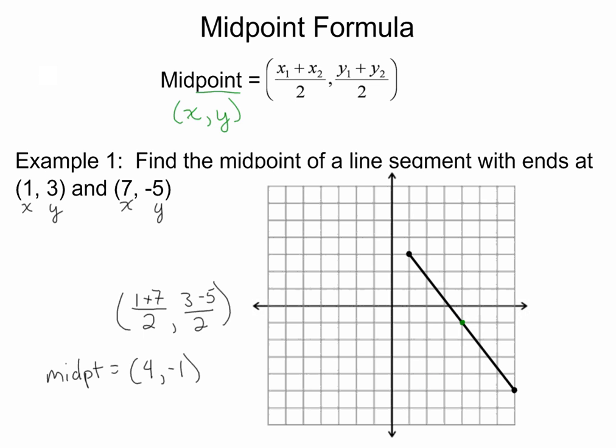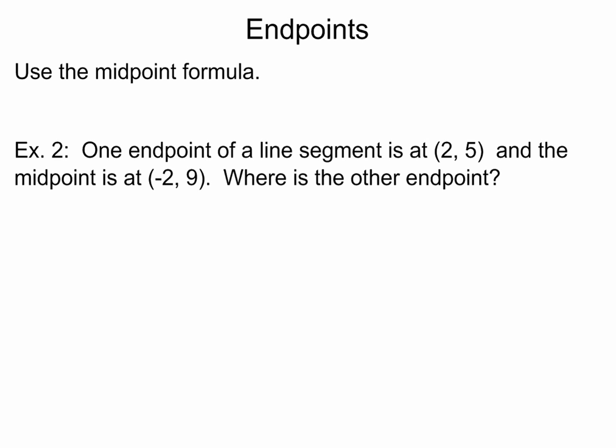All right. So now that we've done the midpoint, let's do the endpoint. In order to find the endpoints, you use the midpoint formula. So remember your midpoint formula. The x value for the midpoint and the y value for the midpoint is equal to the average of the x's, so x1 plus x2 divided by 2, and the average of the y's, y1 plus y2 divided by 2.